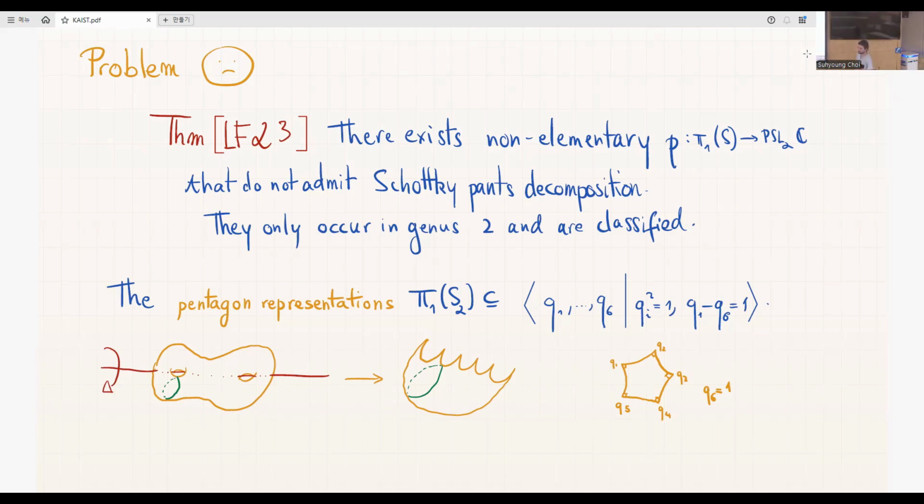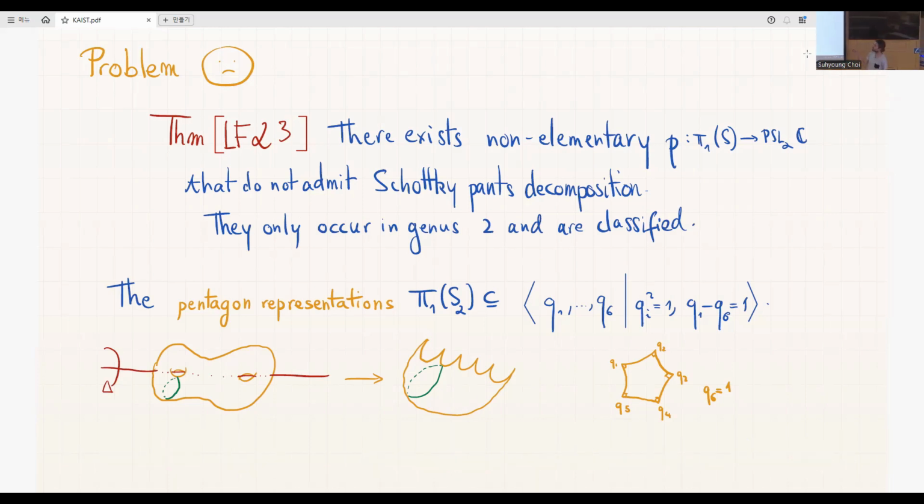If you're bored, maybe you can think of it as an exercise to show that they don't have a Schottky pants decomposition. The hint is that the mapping class group of a genus 2 surface basically acts by braiding those Qi's. So the exercise is to show that they don't have a nice pants decomposition.